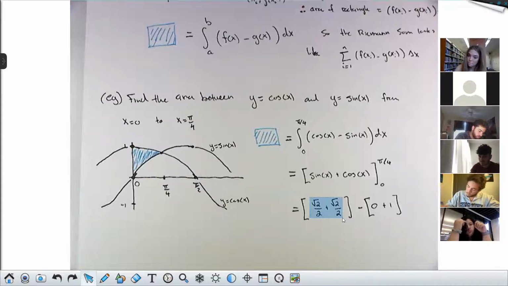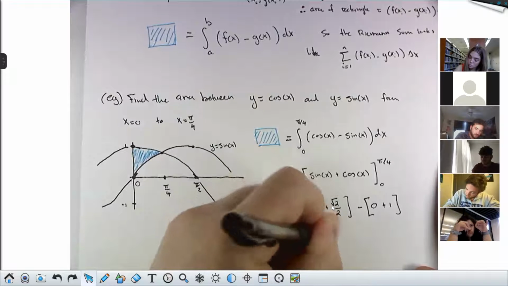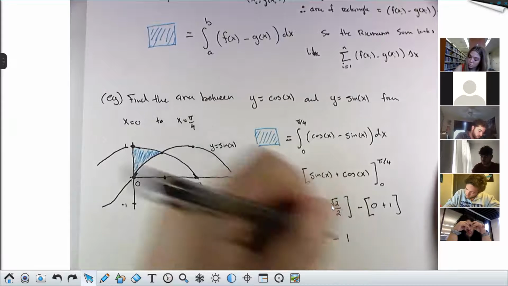Root 2 over 2 plus root 2 over 2 is 2 root 2 over 2, or just root 2. So this is the square root of 2, and this piece is 1. So that's the square root of 2 minus 1.